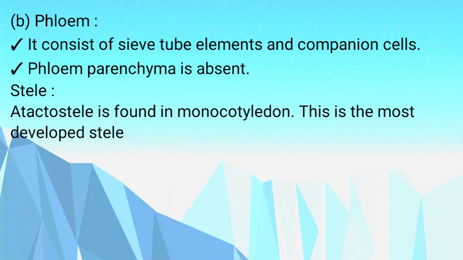The next part is stele. Atactostele is found in monocotyledonous plants. Atactostele, in the sense, is the scattered arrangement of vascular bundles in the ground tissue of the monocot stem. Atactostele is the most developed stele in plants.